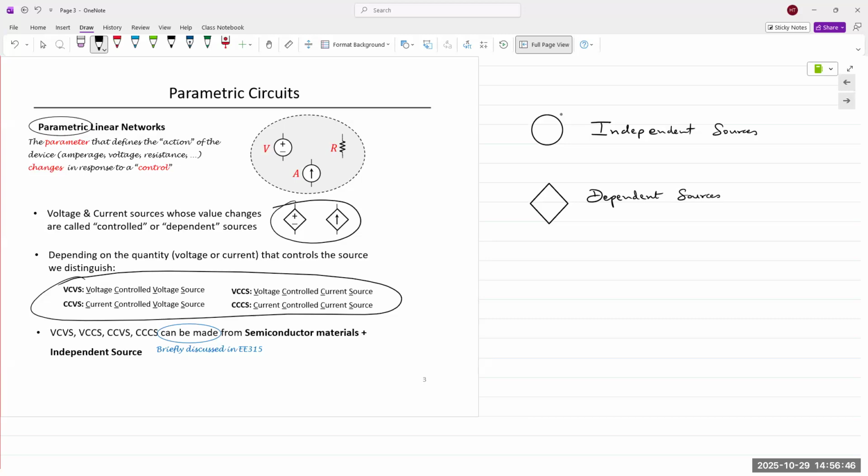So R2R ladder network, can it be a voltage controlled current source? Yes, it could, because it supplies a specific amount of current. So that's a very good observation. R2R ladder networks could be a voltage controlled current source.